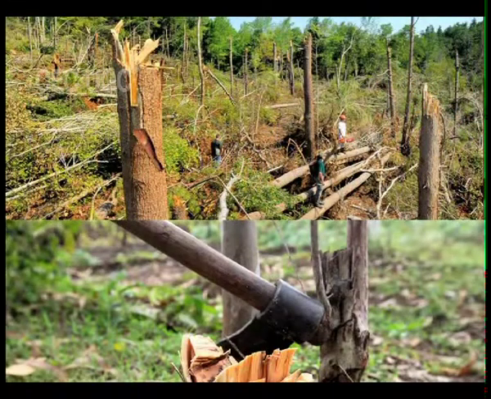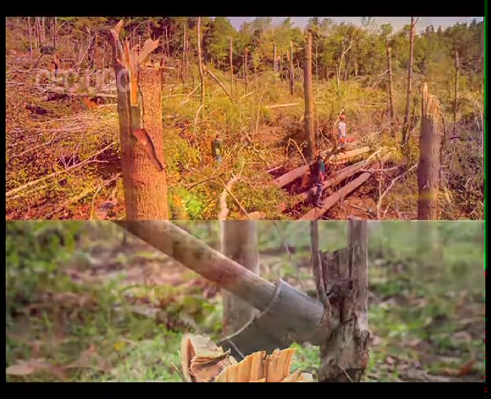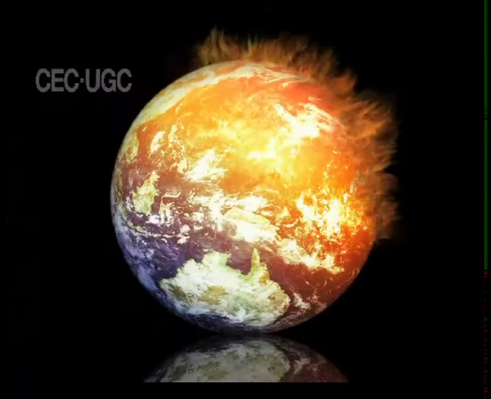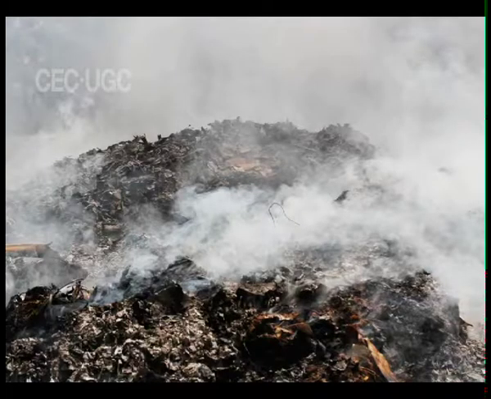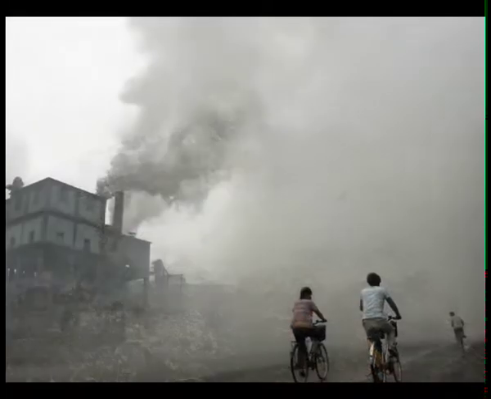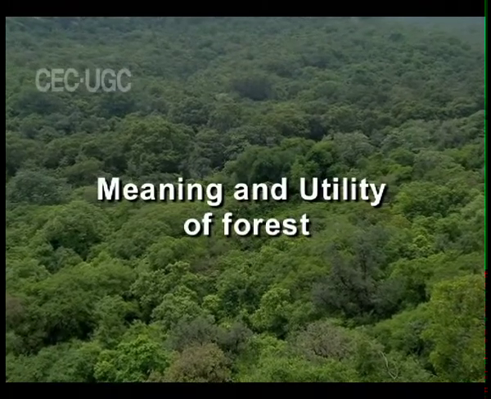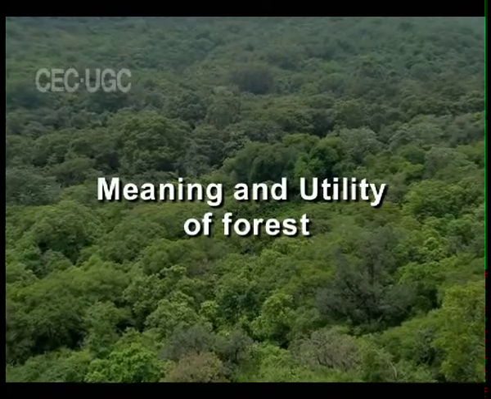This has led to the ecological imbalances, which in turn increased the temperature in the surroundings and finally led to global warming. There are many sources of pollution which emit different pollutants into the air that cause harm to the life and living beings. We begin with the meaning and utility of forest.